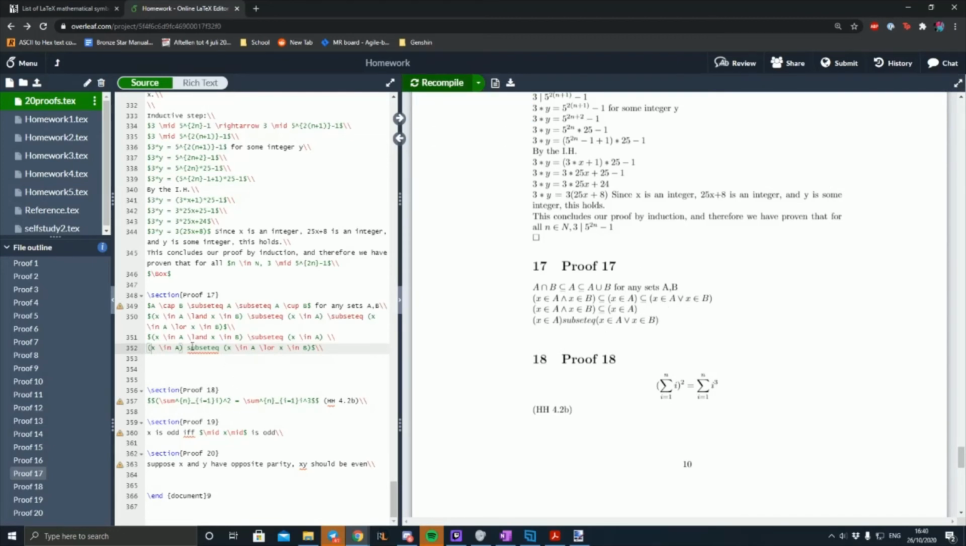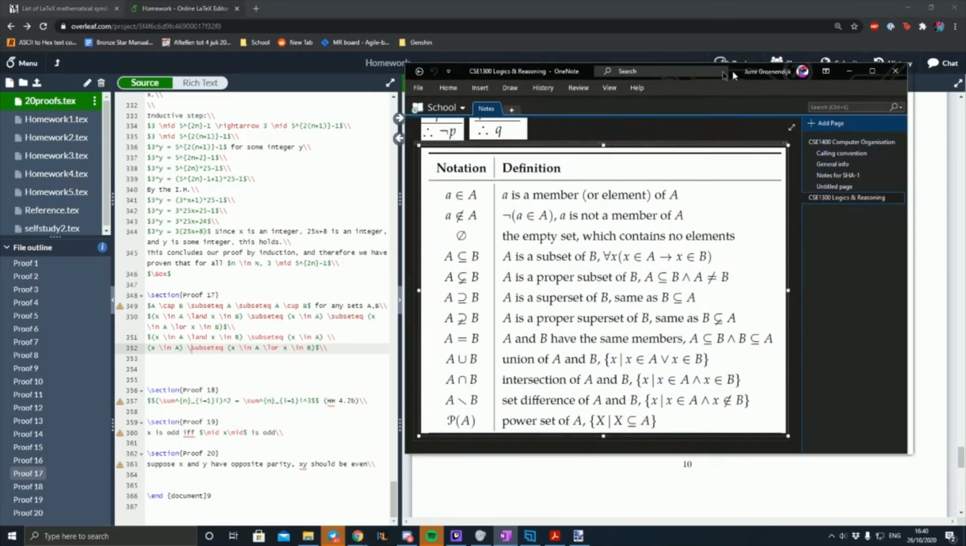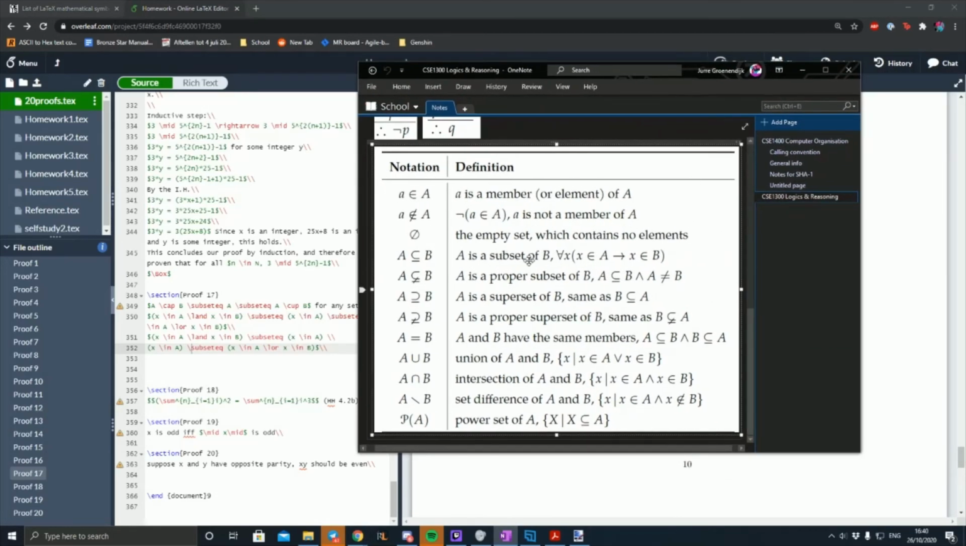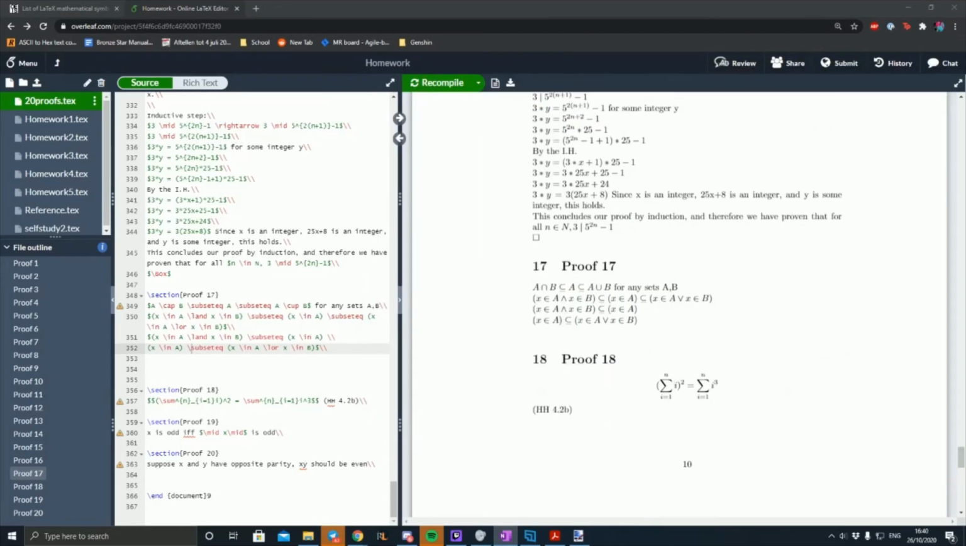Oh, forgot a backslash. Is there a proper definition of something being a subset? Oh yeah. I have this thing right here, and it says A is a subset of B if for every x part of A, if x part of A, then x part of B. Then we will use that.